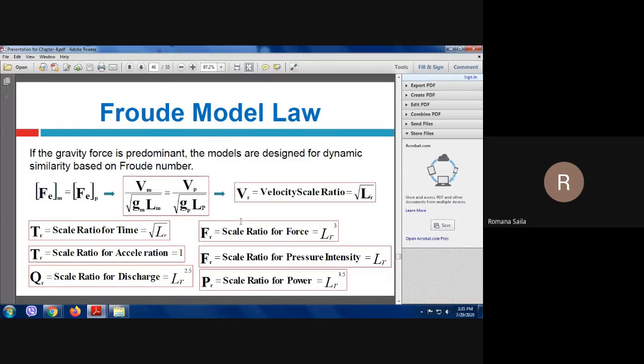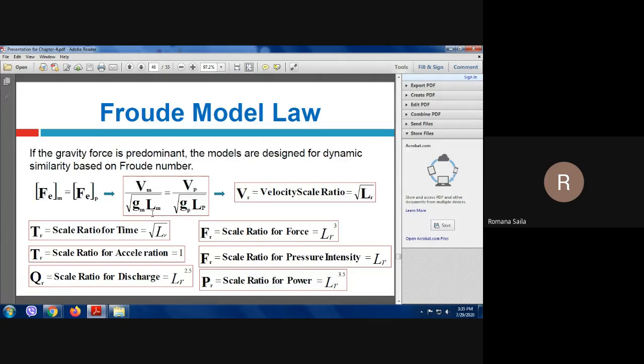Okay, this is the Froude model law. So when can we use the Froude model law? When the gravity force is predominant in a design, then the models are designed for dynamic similarity that is based on the Froude number. So what is the Froude number? Froude number F is equal to V by root over gL.